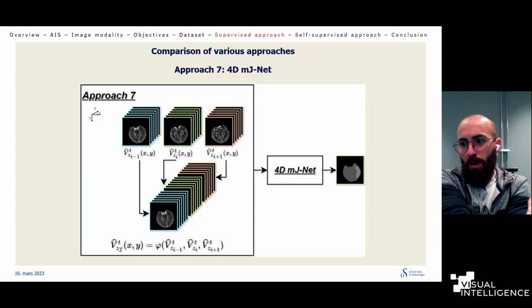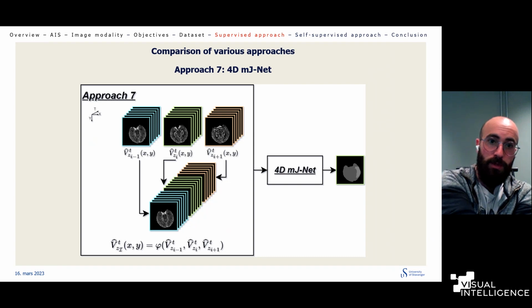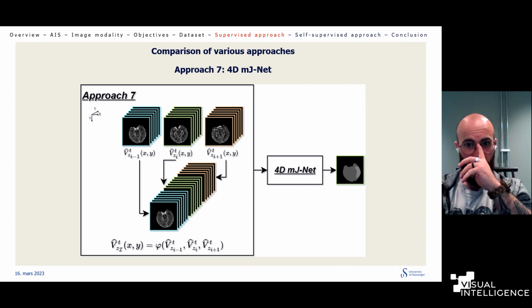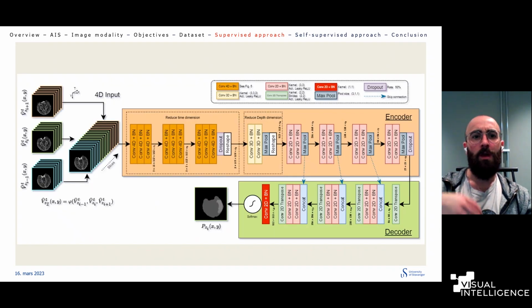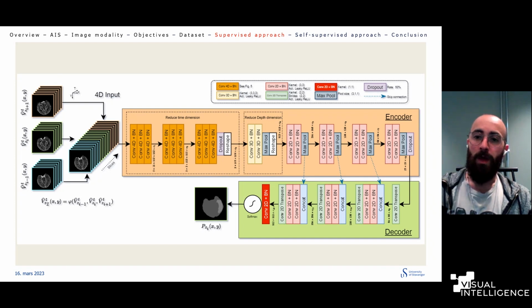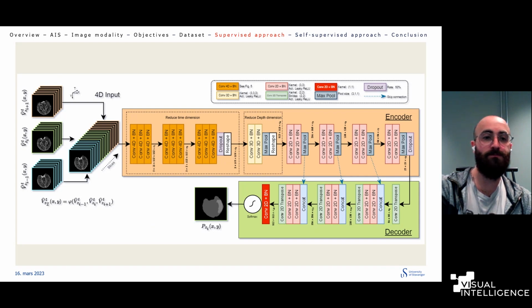The last approach is a 4D convolutional neural network, where the same input as the previous approach is stacked together to create a 4D tensor. This 4D tensor is fed to a series of 4D convolutional layers in order to reduce the time dimension and to reduce the dimension of the tensor. This is done in a single encoder, and everything is fed to a decoder through a skip connection in order to create a final predicted image.